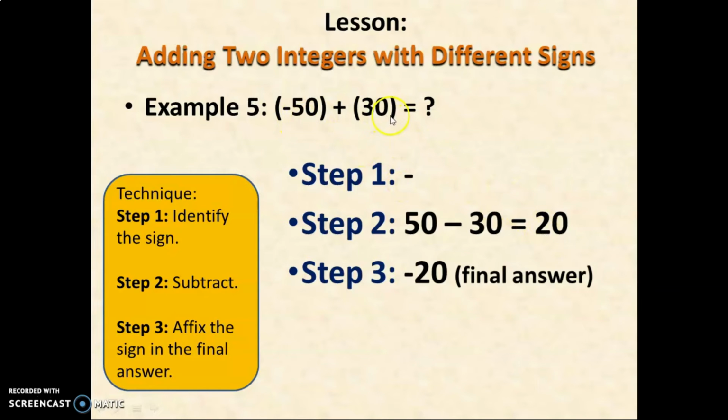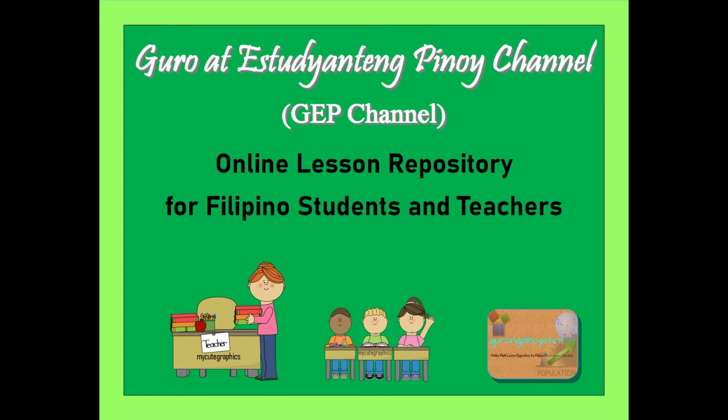Negative 50 plus 30. Step 1, identify the sign. We copy the sign of 50 kasi mas mataas yung 50 kaysa sa 30 in terms of absolute value, and the sign is negative. Then we subtract 50 minus 30, the answer is 20. Combine the sign and the answer in step 2, so negative 20. That's the final answer.